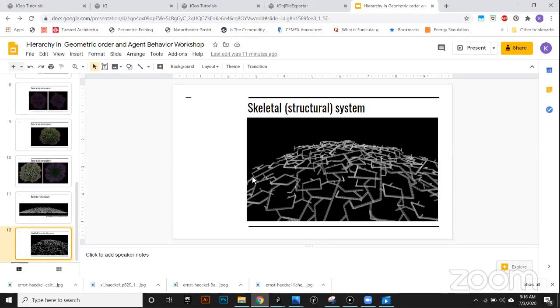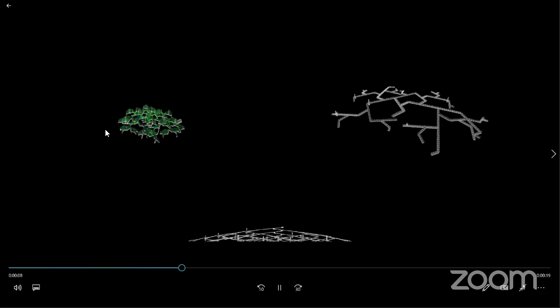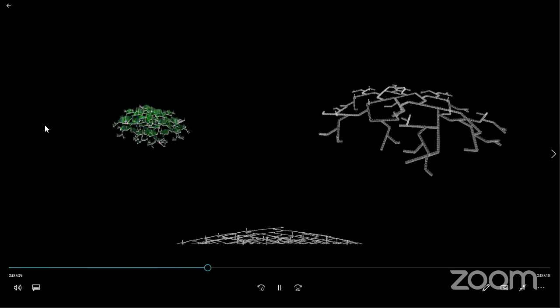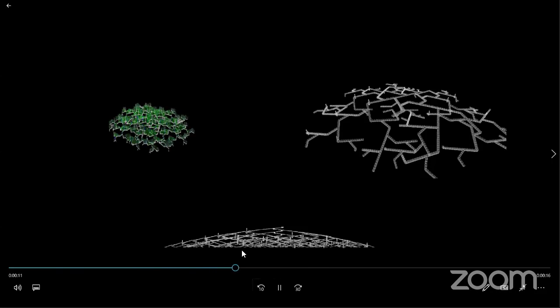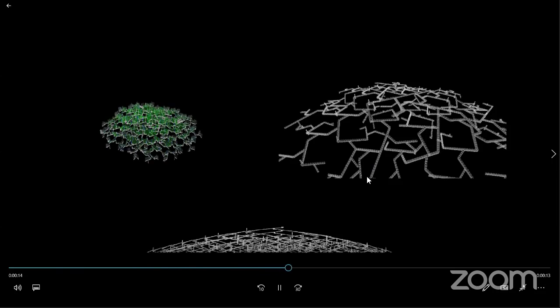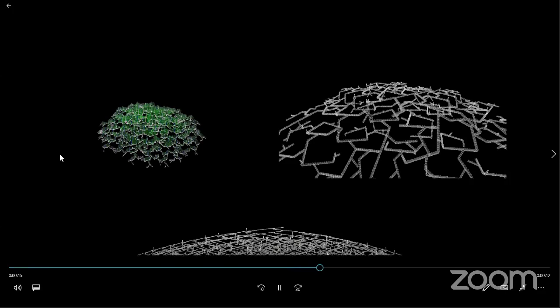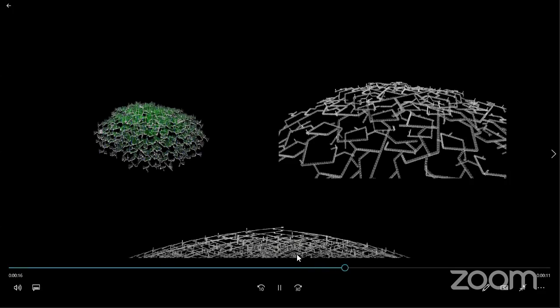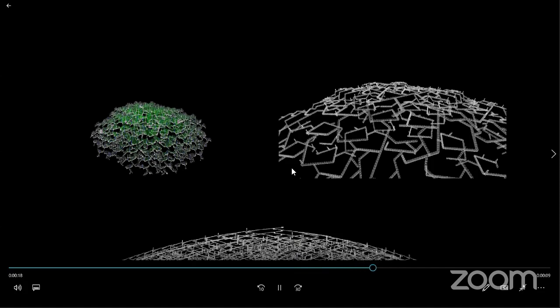I also have a video for that. This is what we see from the front view, this is in 3D, and this is the entire system integrated with the skeletal system. Yeah, so that's about it.